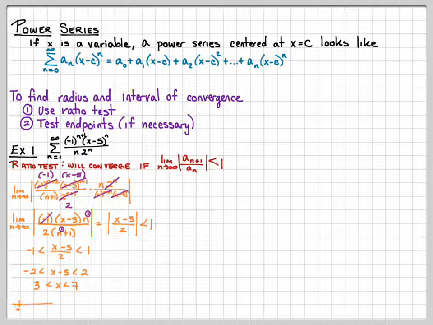So on a number line, here's 3, here's 7. Halfway in between is 5. You can also get the 5 from the x minus 5, where it's centered at. The distance from 5 to 3 is 2, and the distance from 5 to 7 is 2. So your radius of convergence is going to be 2.